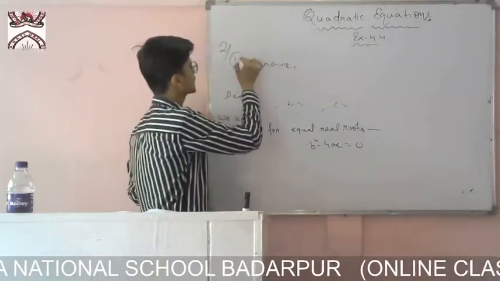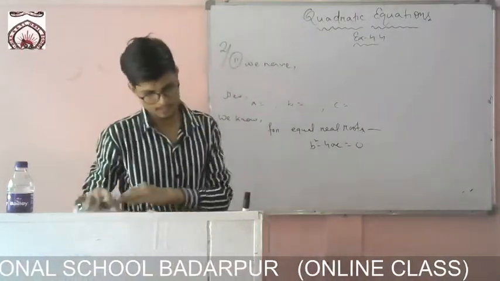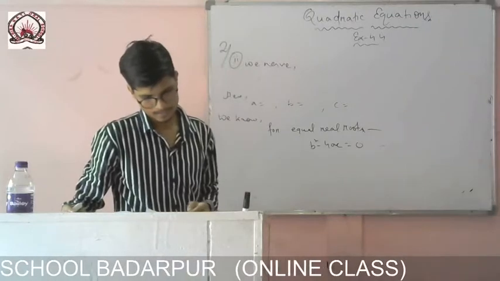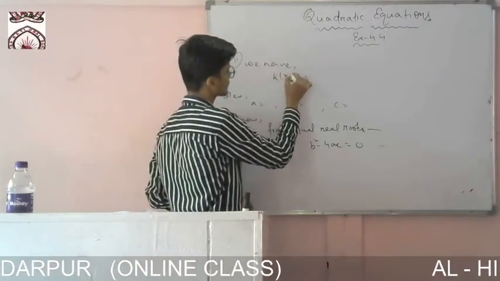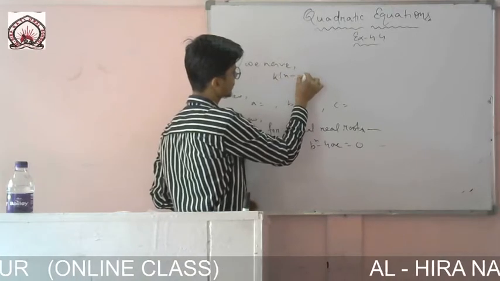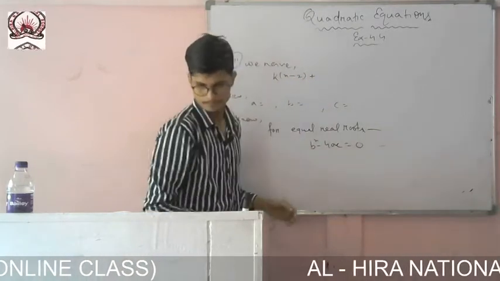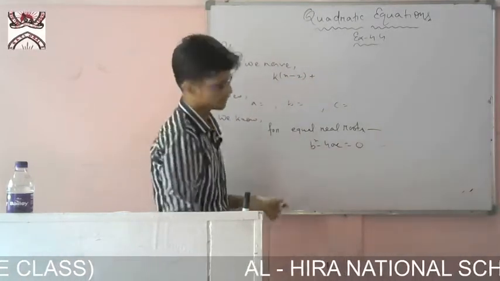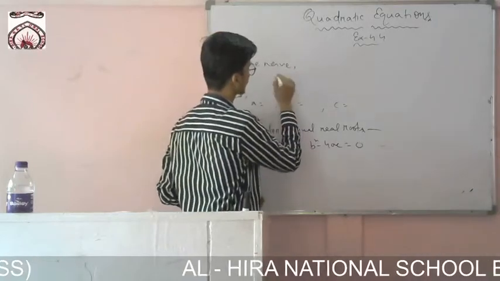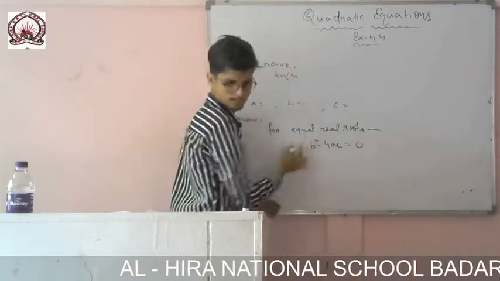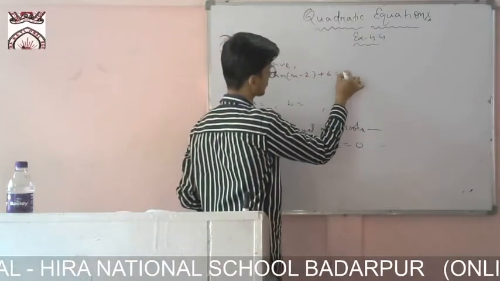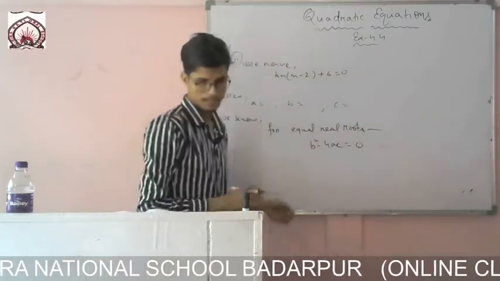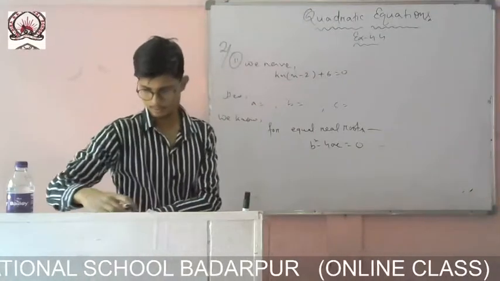Roman number 2, what is the question? It is given like this: kx(x minus 2) plus 6, kx(x minus 2) plus 6.